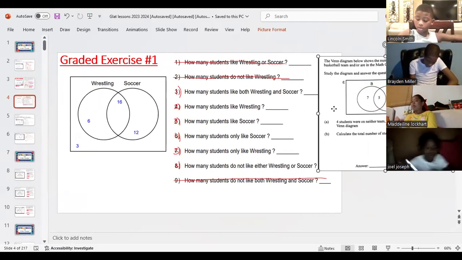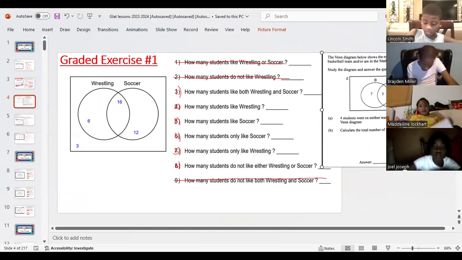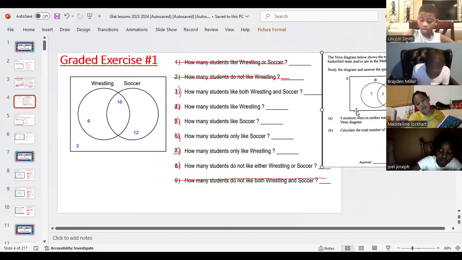Madeline, what number are you on? I'm on the second one, Mr. Petit. Okay. Yes, Trinity. I can't see. Is that the first one on the screen? It's the second one on the screen on the side. I can barely see it. That's why you have the picture.